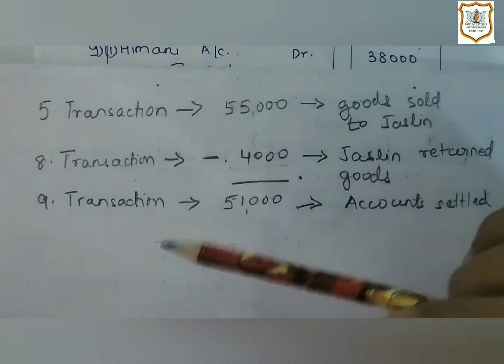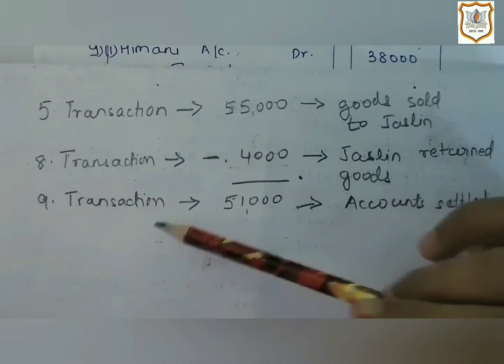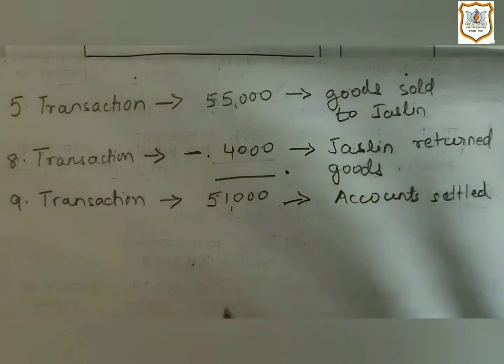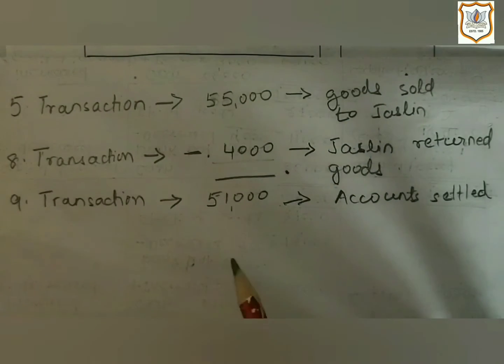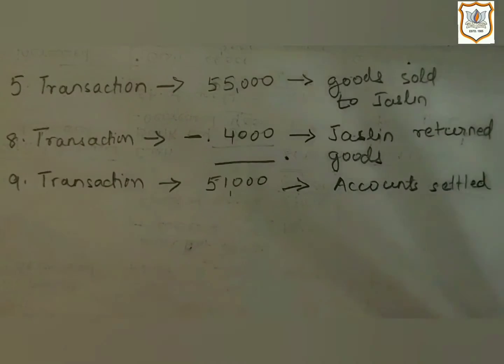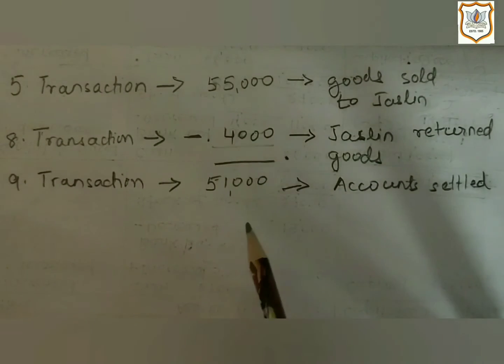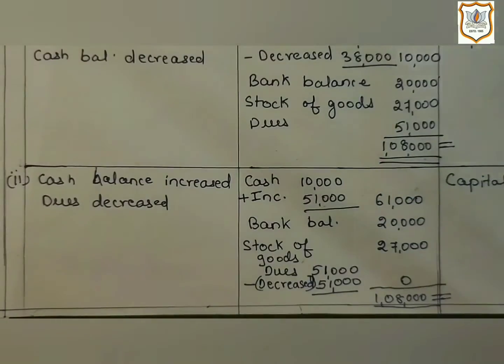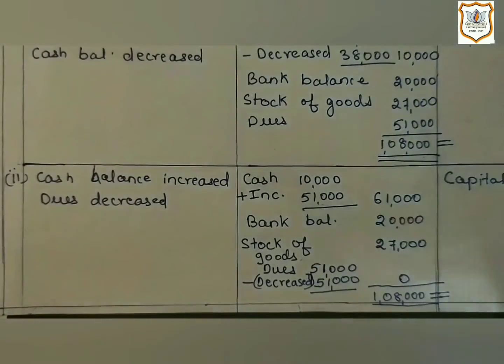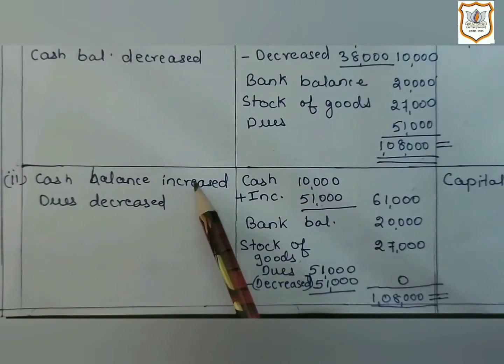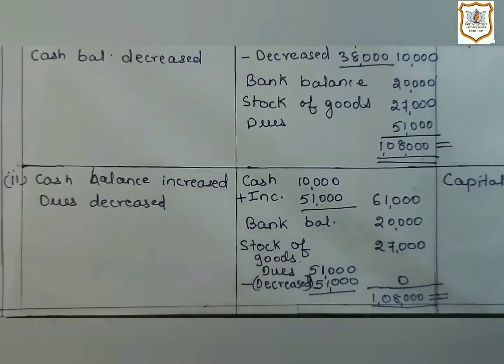And in this transaction, that means transaction number 9, it is given that account is settled with Jaslyn. That means Jaslyn paid us rupees 51,000 and by paying it, our account is settled. Now she is no longer debtor for us as she has paid us the amount that she had to pay. Now let us see explanation for this. Here our cash balance is increasing and our debtor is reduced.